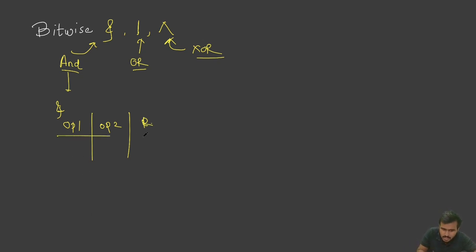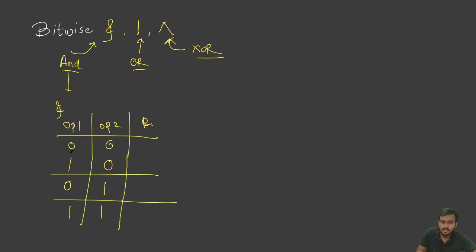Okay, now let's quickly see what the possible operands can be, as it is a binary system. So let's say we have the first operand as 0 and the second operand as 0. We can have the first operand as 1 and the second operand as 0. We can have the first operand as 0 and the second operand as 1, and then we can have the first operand as 1 and the second operand as 1. So these are the four possible combinations if we have two operands.